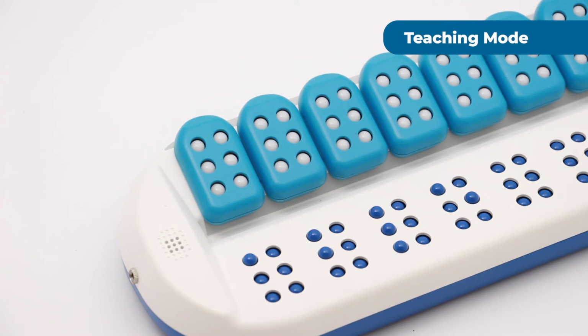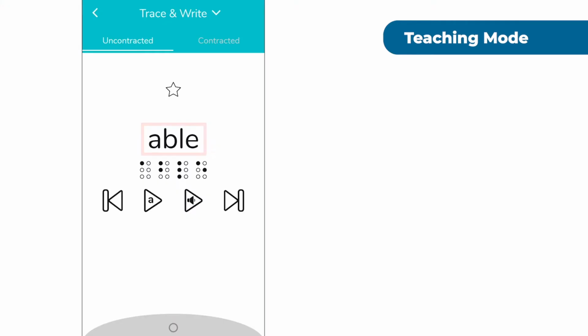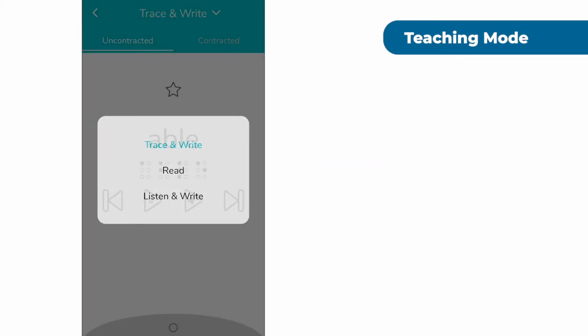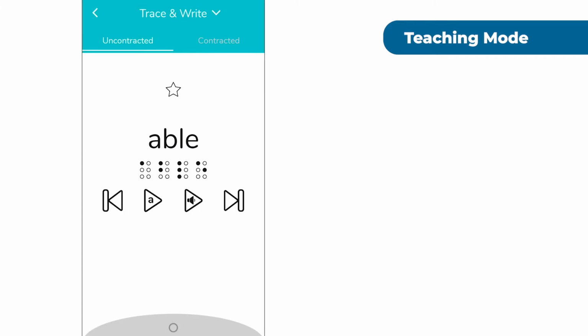Taptilo will play the word and show it in braille on the braille display. On the app, you can see the word and its braille translation. On the top, you can choose the activity. Right now, you can see that it's set to trace and write, which is the default option. To change, simply tap on it to see 3 options: trace and write, read, and listen and write. Now let's continue with our example with trace and write.